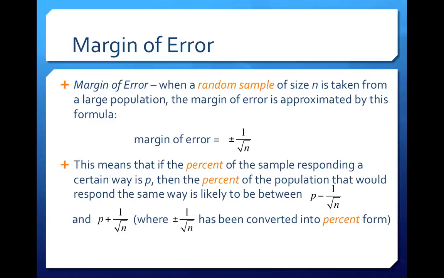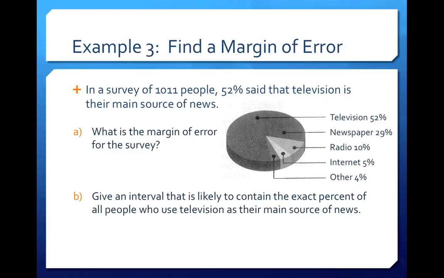I know that sounds really complicated, but it's really not. So let's take a look at an example. Here we have a survey of 1,011 people, and 52% of those people said that television is their main source of news. You can see how the other sources fared in this particular survey.